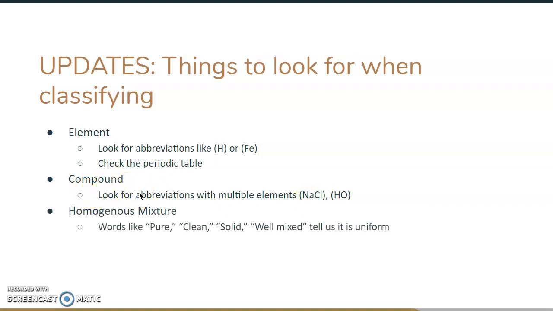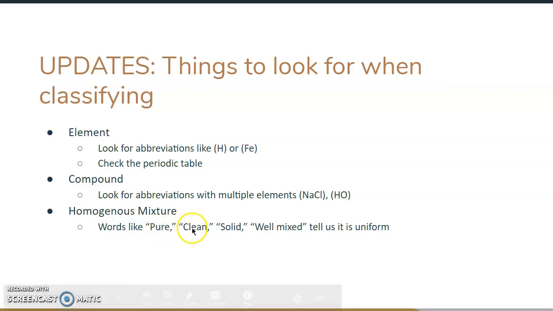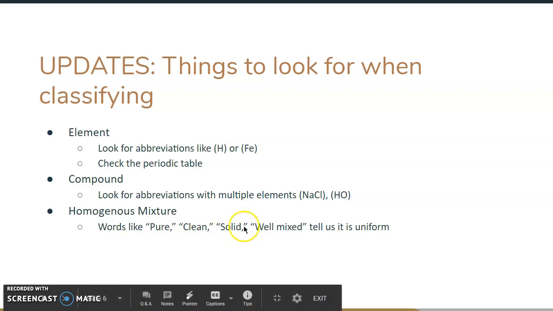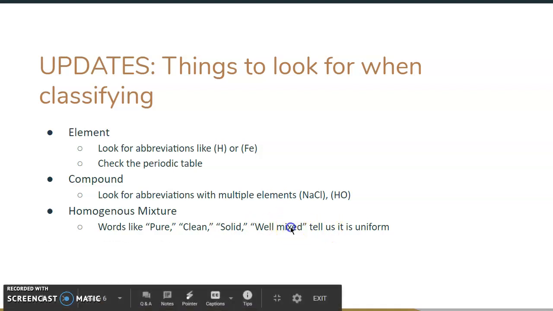When we're talking about homogeneous mixtures, a lot of the time we use words or phrases like pure, so pure water maybe, or clean air, maybe solid metal, or even a well-mixed liquid of some kind, that tell us that there is a uniform composition. So going back to our definition, when we're thinking about homogeneous, we think about uniform. So these are just great indicator words that tell us that we are talking about uniform.